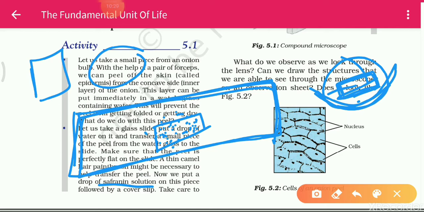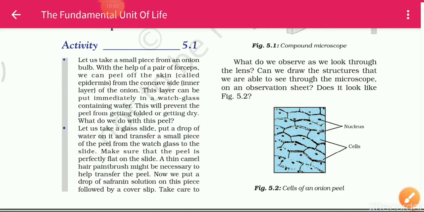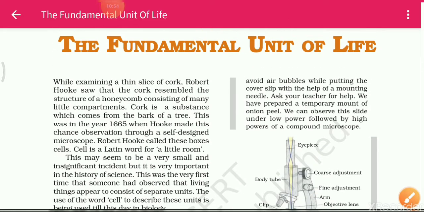You will keep this cover slip on this slide very slowly. Okay, we will keep this cover slip on this slide very slowly with the help of a pencil or with the help of a needle, and take care that bubbles do not come inside this slide. Then what happens here? Avoid air bubbles while putting the cover slip with the help of the mounting needle.